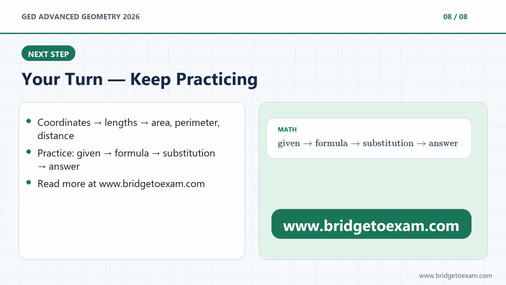Excellent work today. You can now turn coordinates into lengths, then find area, perimeter, and diagonal distance on a grid. Your mastery check is the 10 practice questions for this session. For each one, write it out this way. Given information, then formula, then substitution, then the answer with units.